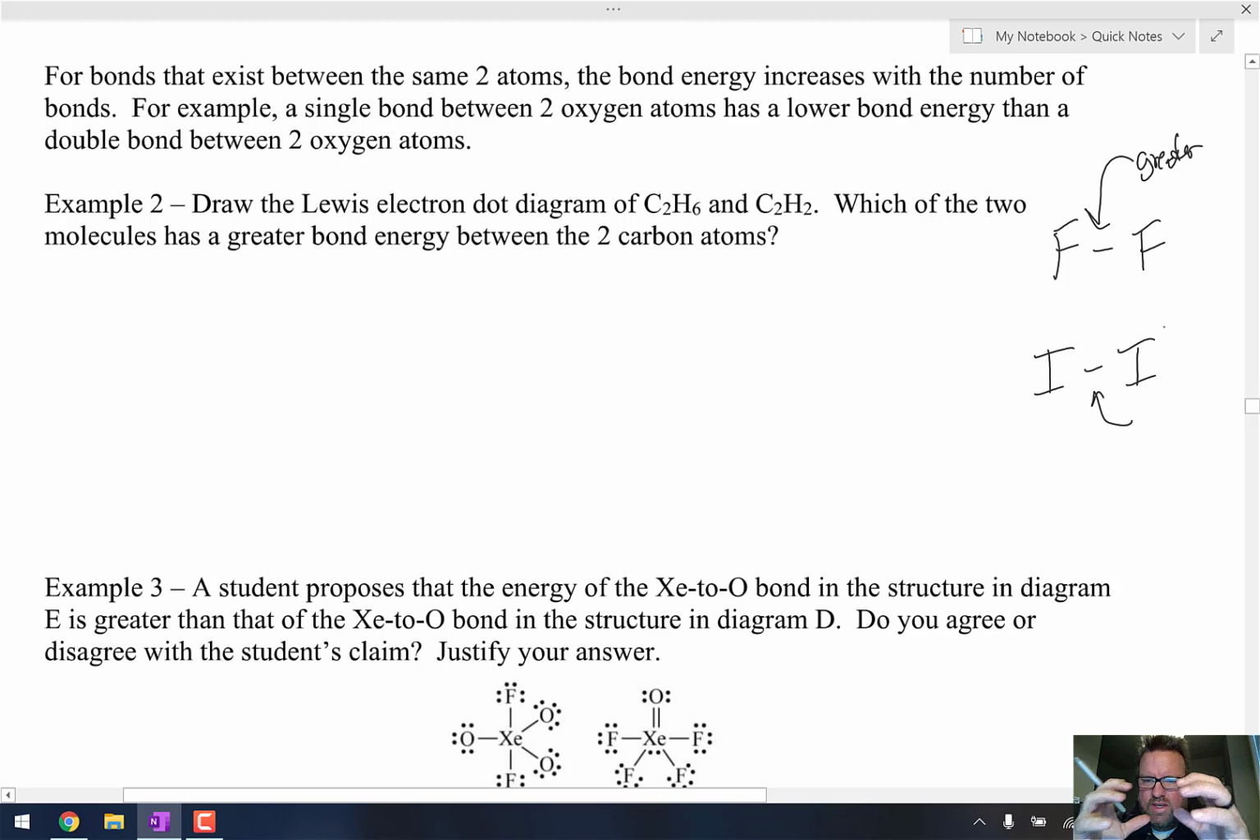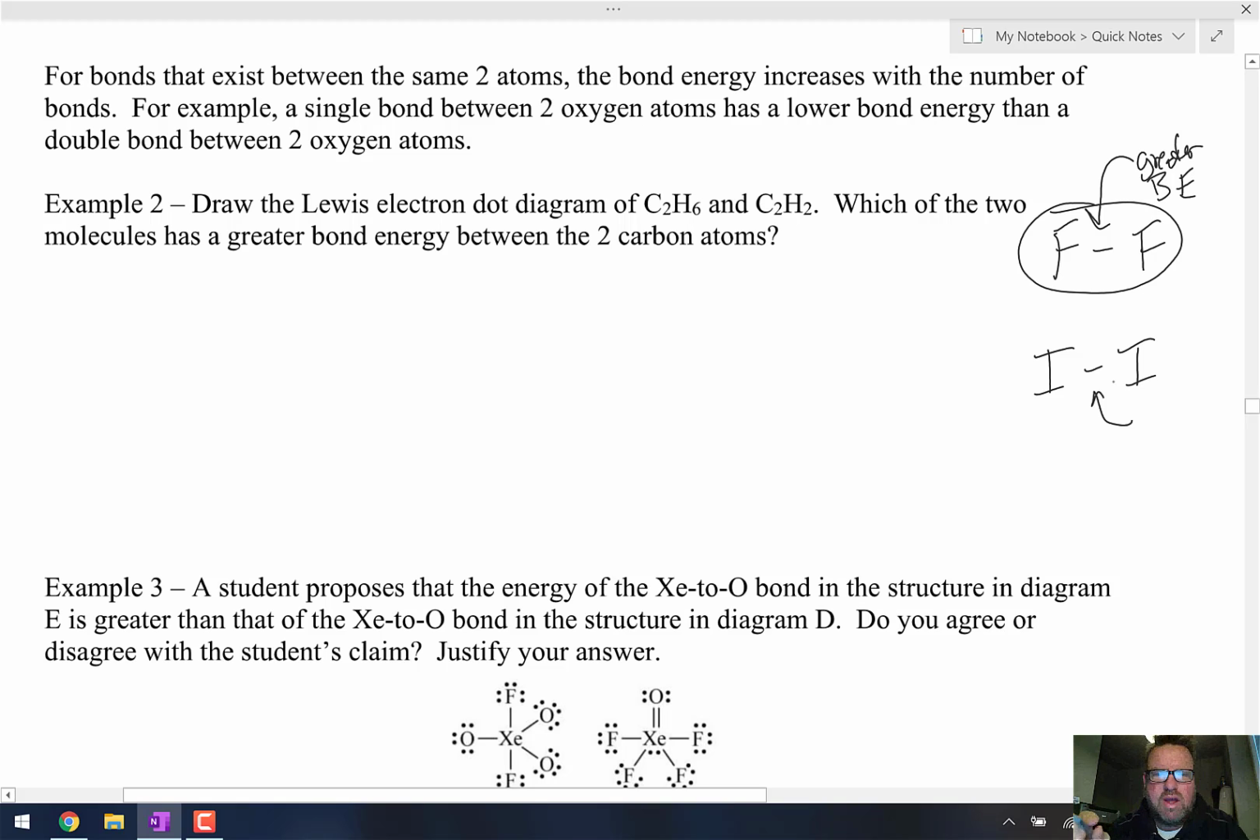Part of that reason is that in I2, iodine atoms are so much bigger than fluorine atoms that there's a big separation between the atoms, the actual nuclei of those atoms. Whereas with fluorine, because they're smaller atoms, the distance between the two nuclei is smaller. That makes the bond stronger, which means that this one has a greater bond energy than I2 does.